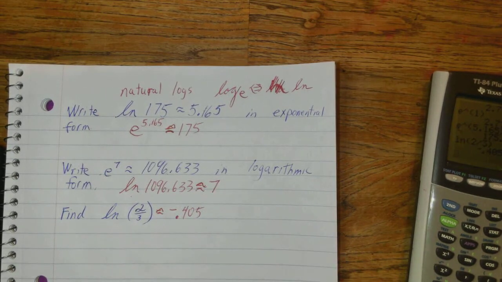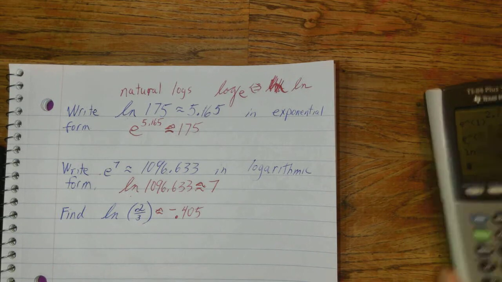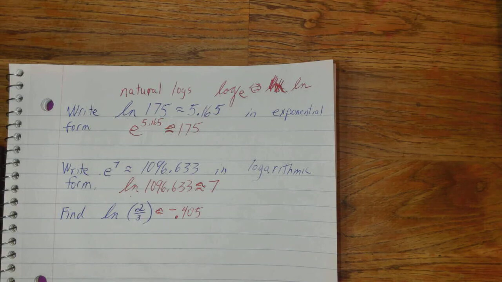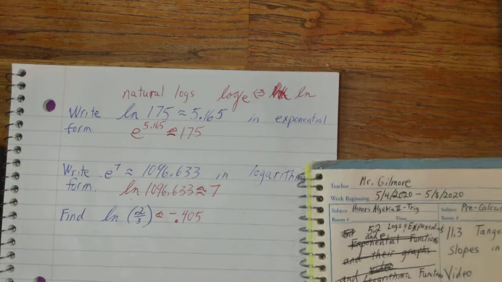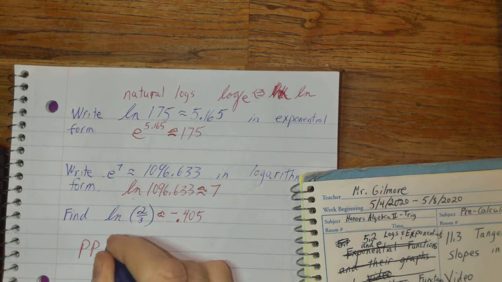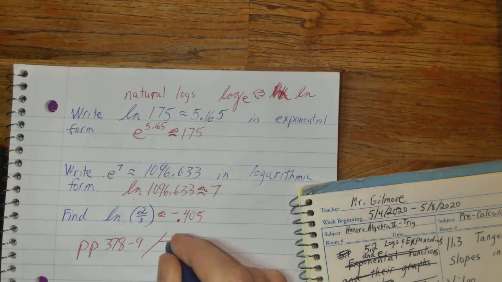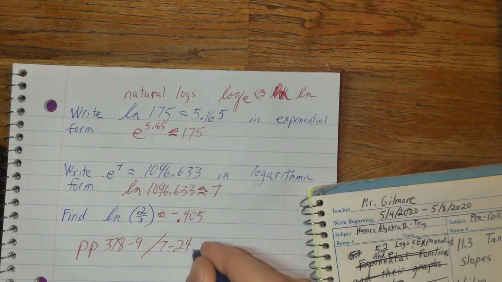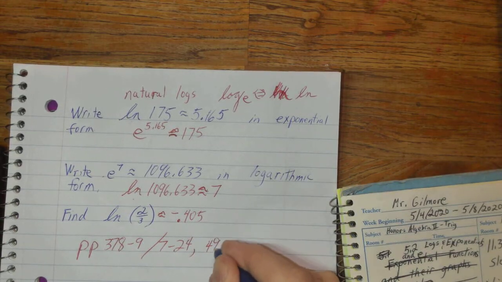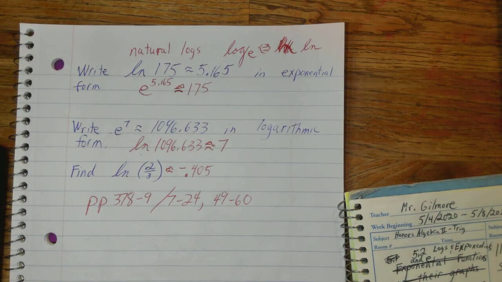Okay, let's talk assignments here. These questions are all relatively short, so I'm going to have you practice a decent amount of them. On pages 378 and 379, I want you to do 7 through 24 and 49 through 60.